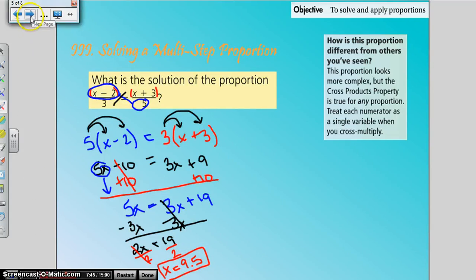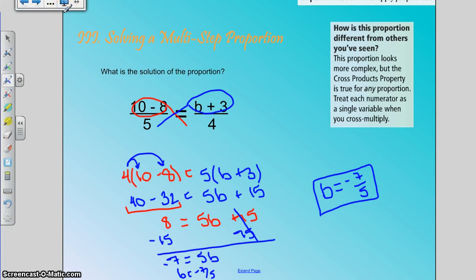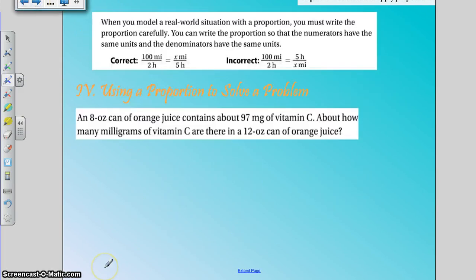Okay. I want you to do this one on your own, please. Pause me, come back. Okay, how do we do? I have b equals negative 7 over 5. So again, here you can see all of my work. I just took that 4 times the numerator of 10 minus 8, the 5 times the whole quantity of the other numerator, which is b plus 3, solved it out, and there you have it. I did forget my little distributive property here, but there you go. That's my final answer.